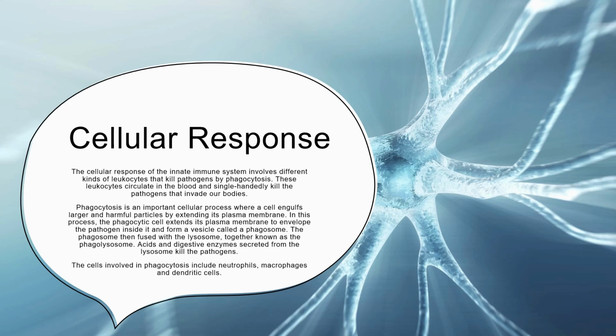In this process, the phagocytic cell extends its plasma membrane to envelop the pathogen inside it and form a vesicle called a phagosome. The phagosome then fuses with the lysosome, together known as the phagolysosome. Acids and digestive enzymes secreted from the lysosome kill the pathogens. The cells involved in phagocytosis include neutrophils, macrophages and dendritic cells.